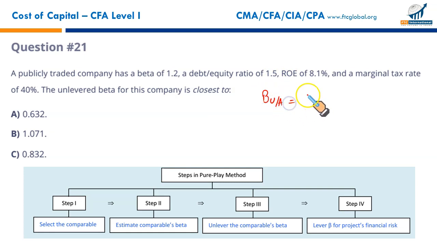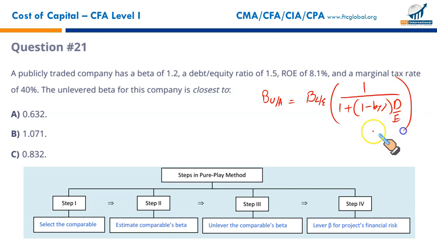Beta unlevered, or asset beta, is equal to beta levered, or equity beta, times 1 upon 1 plus (1 minus tax rate) into debt upon equity. That's the formula that relates your unlevered beta or asset beta with the equity or the levered beta. This is called pure play. Why pure play? What's pure?